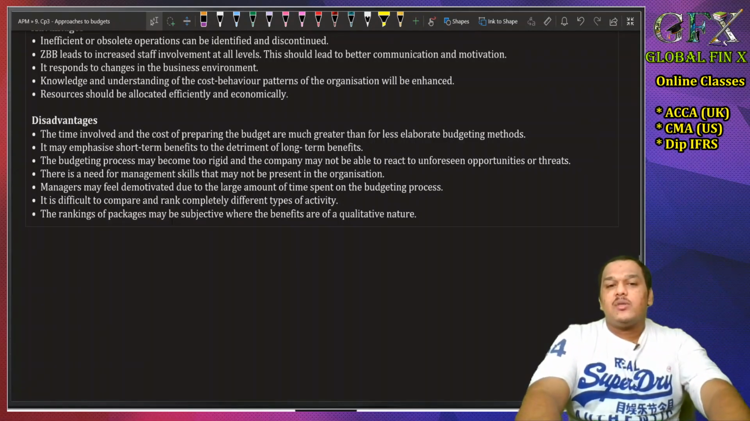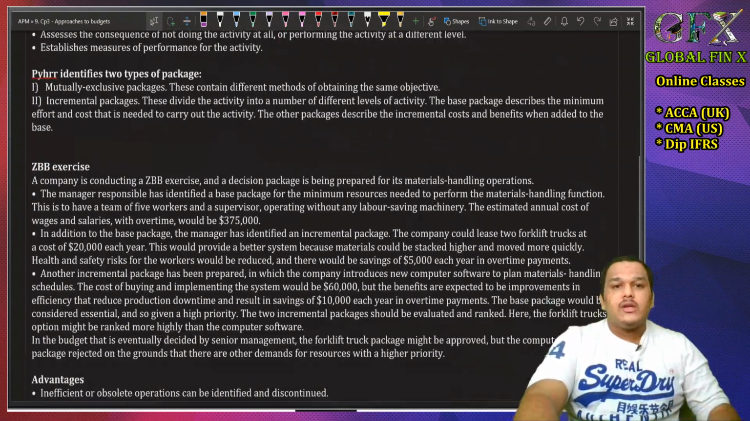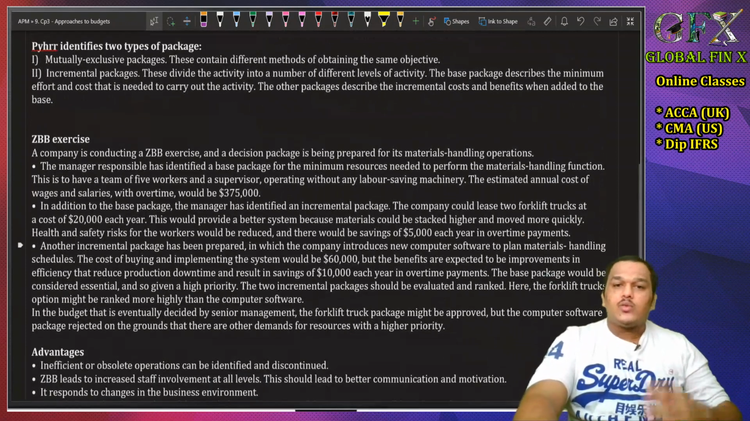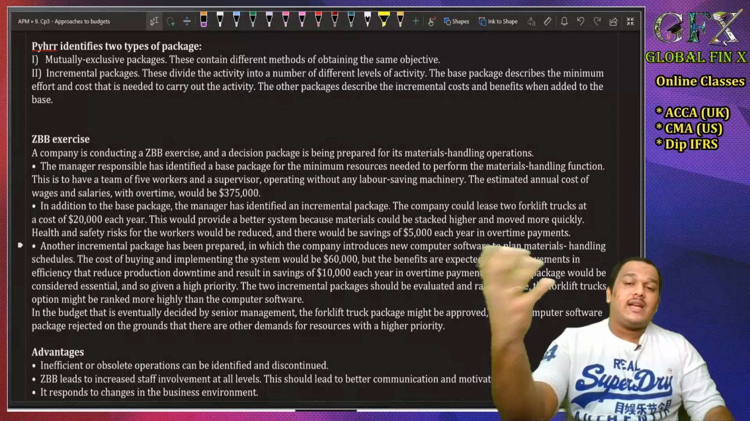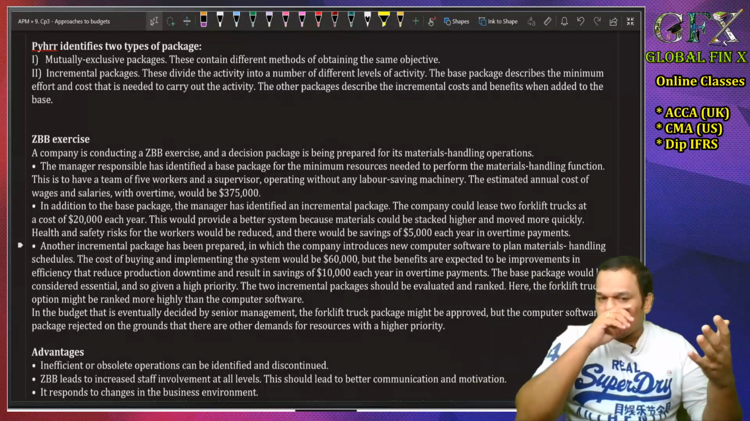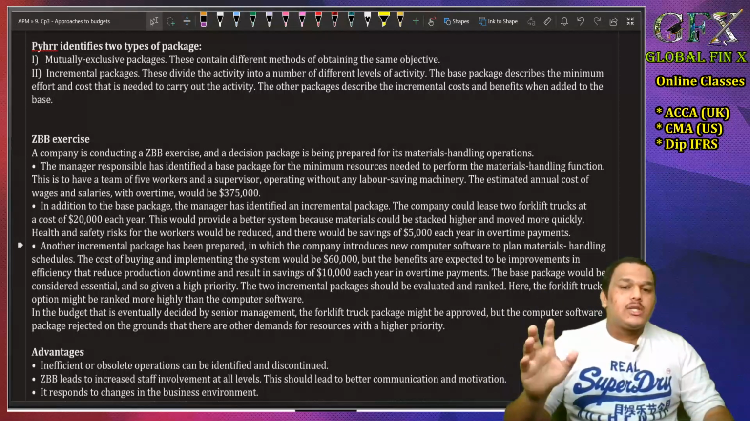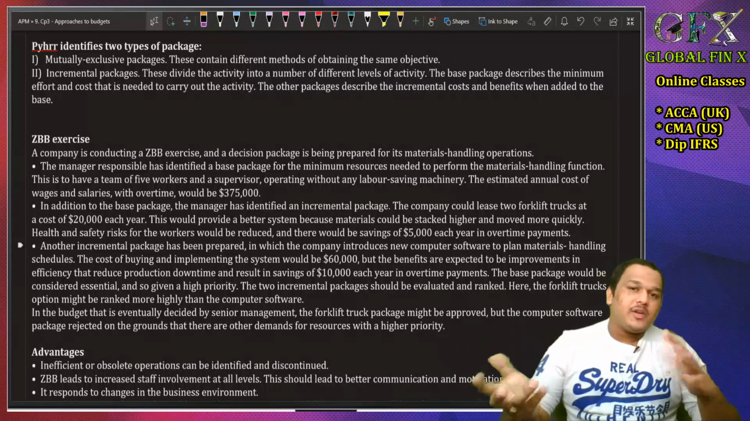Ranking of packages may be subjective where the benefits are of a qualitative nature. Suppose in this particular case there are two incremental budgets. One is to lease a forklift truck. The other one is to get a computer. Both of them have quantitative benefits, like one will reduce the cost by 5,000, another one will reduce the cost by 10,000. So you can do cost benefit analysis.